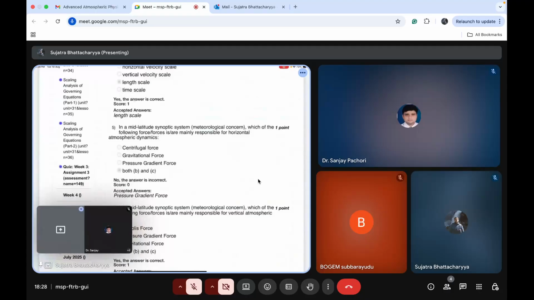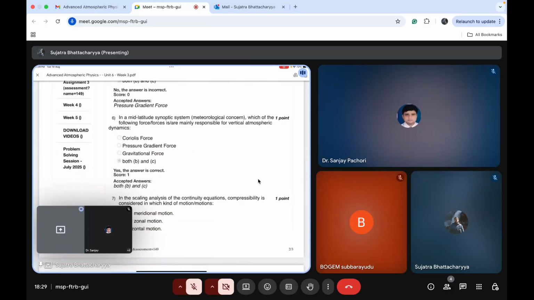Okay, come back. The fifth one: in the mid-latitude synoptic system, which of the following force or forces are mainly responsible for horizontal atmospheric dynamics? Well, the major force, I would say, is the pressure gradient force, but in certain cases, centrifugal forces can also act. So here option D, both B and C, could be correct. It's not incorrect, but based on the question, I would rather say the pressure gradient force is the major force. The centrifugal force value is very, very small. So instead of both B and C, which is partially correct, C is the correct option, the pressure gradient force.